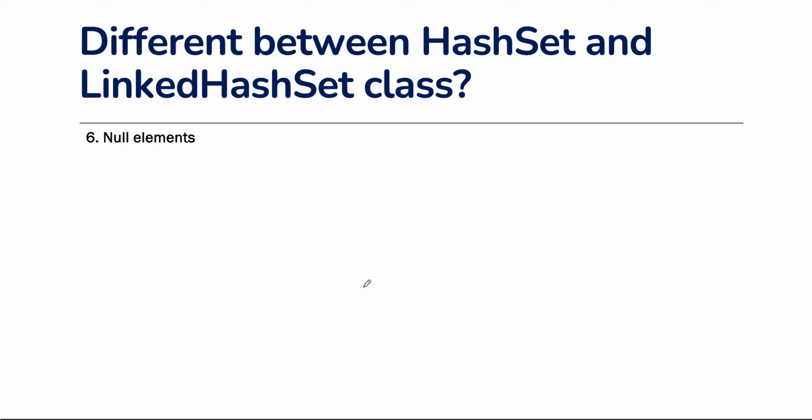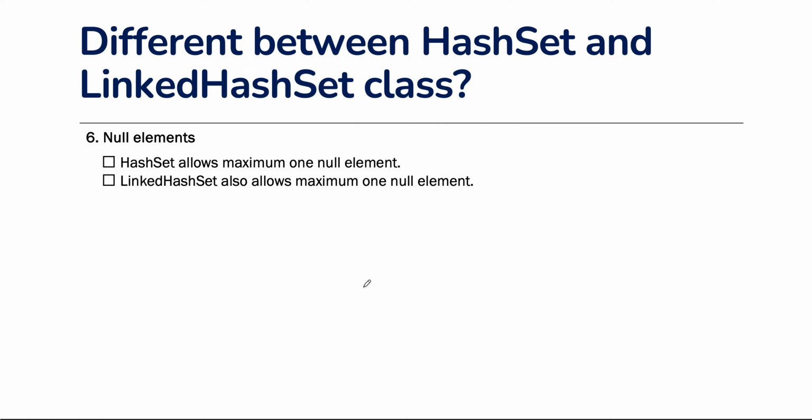Next difference between the HashSet and LinkedHashSet is null elements. We know that HashSet allows a maximum of one null element, and LinkedHashSet also allows a maximum of one null element, because it can contain only unique records. Null is also a kind of element, or you can say data. So both the HashSet and LinkedHashSet allow one null element. So this is a kind of similarity, not a difference.